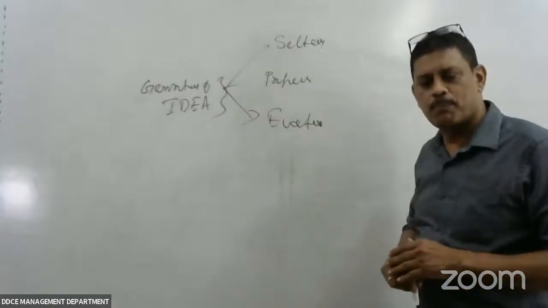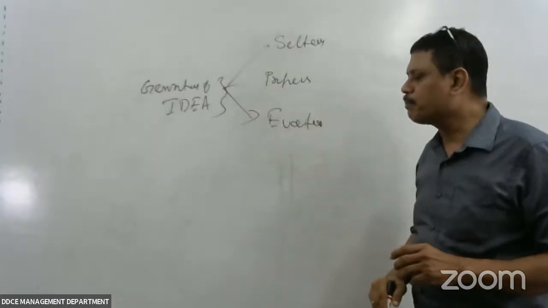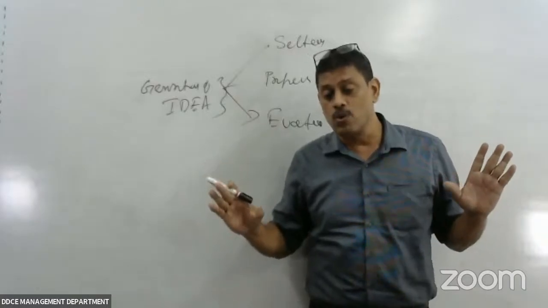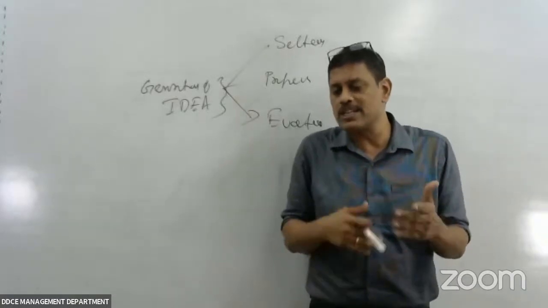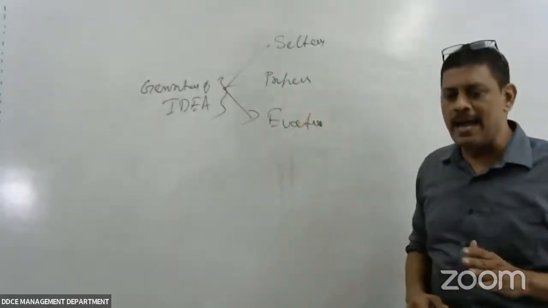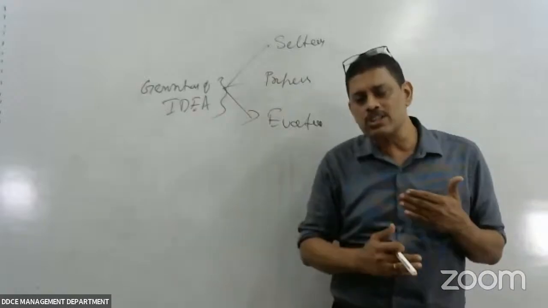One is the selection of the project. One is the preparation of the project. Another is the evaluation of the project. So when we select the project, that means you are selecting the business unit. You need to gain some idea. Then when you are preparing, at that point of time, you need to gain some idea.